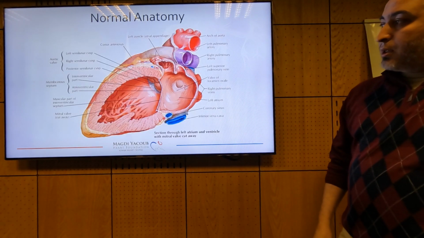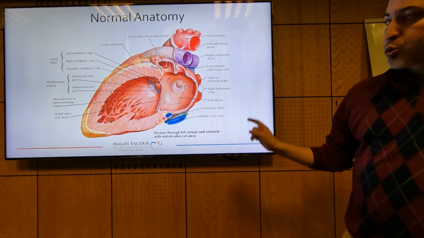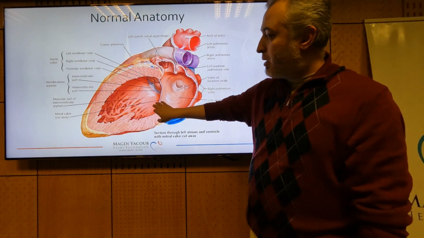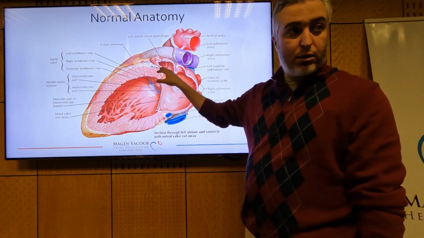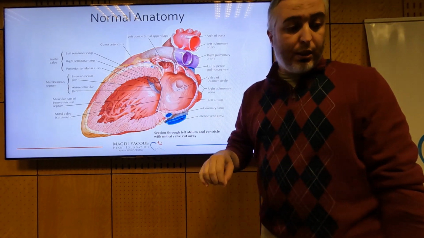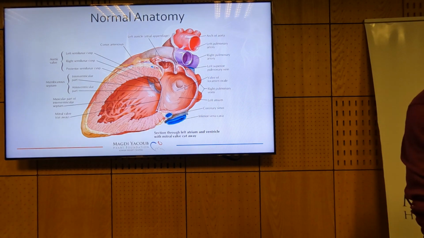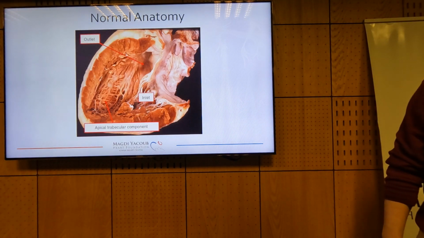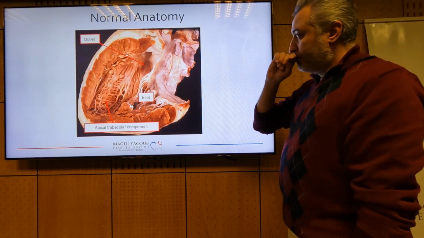On the other hand, the left ventricle also has 3 parts, so inlet, apical trabecular part, and outlet. But then the trabeculations in the left ventricle are fine and crisscross, so like that. Also, there's an important thing here.